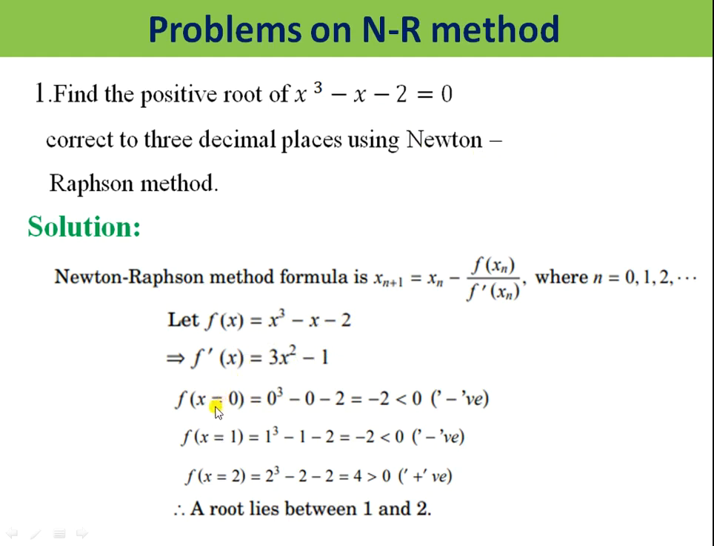Replace x is equal to 0 in the given problem. What will happen? 0 cube minus 0 minus 2, so we get minus 2. That is minus 2, which means while replacing x is equal to 0, my function attains a negative value, that means a negative sign. Replace x is equal to 1, so we get 1 cube minus 1 minus 2, again we get minus 2, so this is also negative.